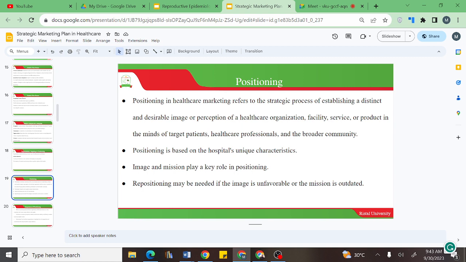Positioning does not come out of the blue. It relies on a number of things. Of course, the mission is very important. It influences everything that the hospital actually does. Okay, so the nature of services and how the services are being provided is influenced by the mission. But to make sure that the way in which that mission is being executed in a unique way is something to do with positioning.